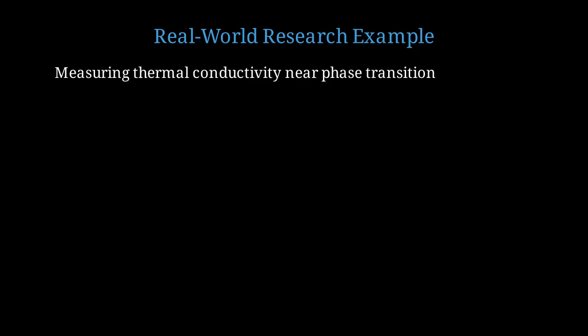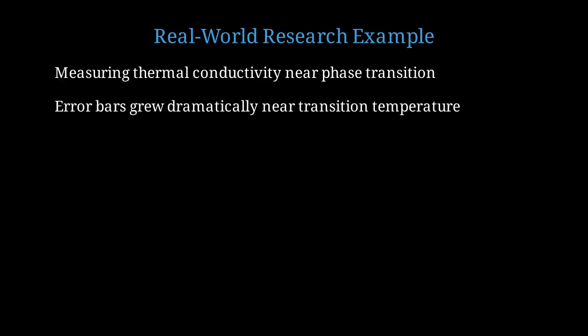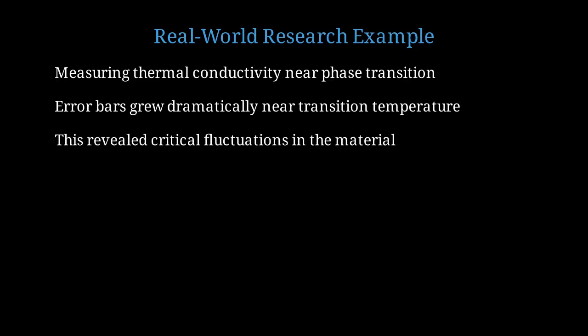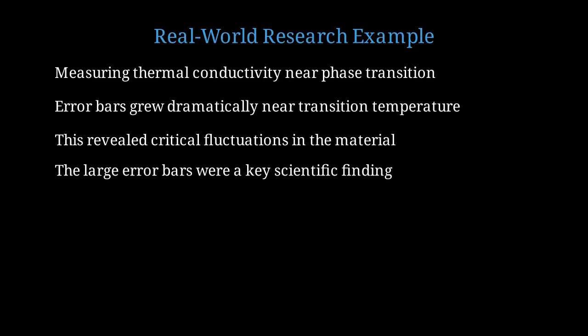Let me give you a real-world research example of how error bars revealed important physics. Researchers were measuring the thermal conductivity of a material near its phase transition temperature. They noticed the error bars grew dramatically as they approached the transition temperature from below. This wasn't poor technique. It revealed critical fluctuations in the material. Near phase transitions, thermal properties become extremely sensitive to tiny variations. The large error bars themselves became a key finding, demonstrating that the material exhibited critical behavior consistent with theoretical predictions.